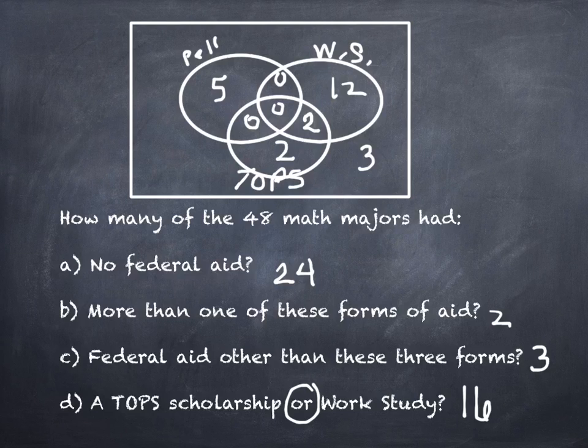So this is the TOPS scholarship, 2. There's 2 that have both, and there's 12 that have only the work study, so we get all of those pieces for 16. Make sense? All right.